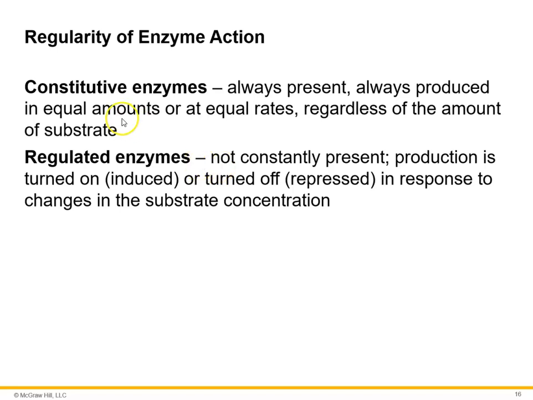Enzymes can be constitutive, which means they're always there. They're always going to be produced at about equal rates, regardless of how much substrate is present. Regulated enzymes, on the other hand, are not always present. Their production is going to be turned on or induced, or turned off or repressed, in response to whether or not substrate is present and how much substrate is present.